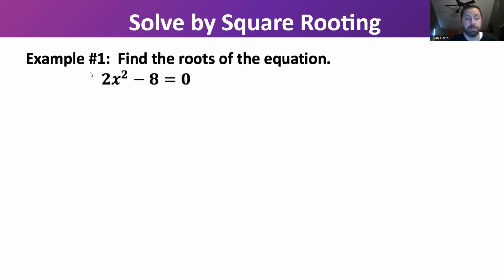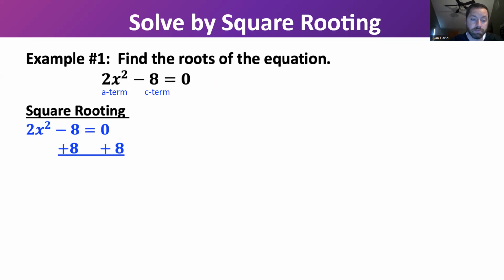Example 1: let's find the roots of the equation. When I say find the roots, I'm talking about the solutions, the x-intercepts. These all mean the same thing. I'm going to get x squared by itself, so I need to move the 8 and the 2. I'm going to move the 8 first by adding it to both sides. So I get 2x squared equals 8. Then I want to get rid of the coefficient of 2, so I'm going to divide by 2. That gives me x squared equals 4.